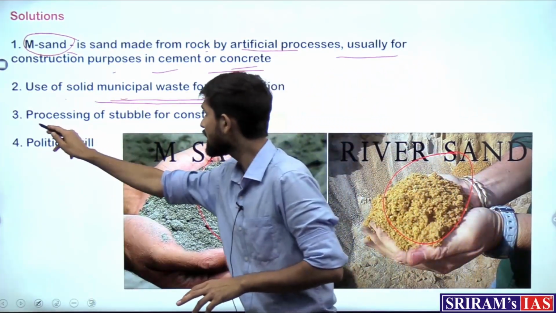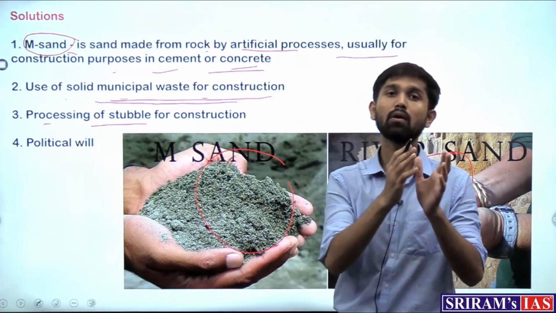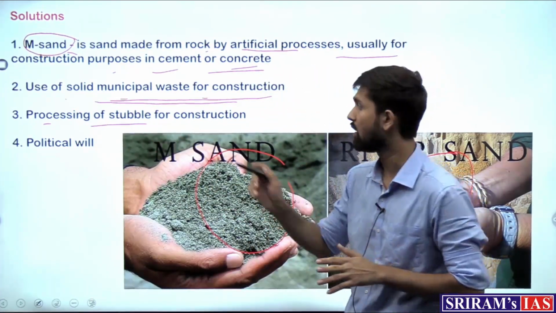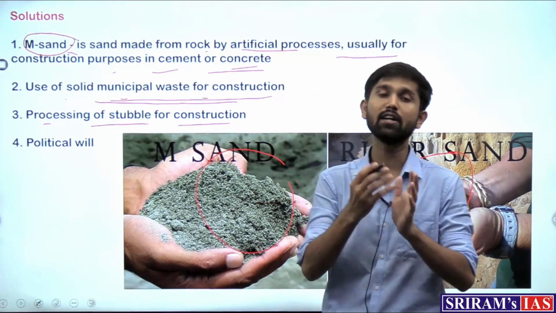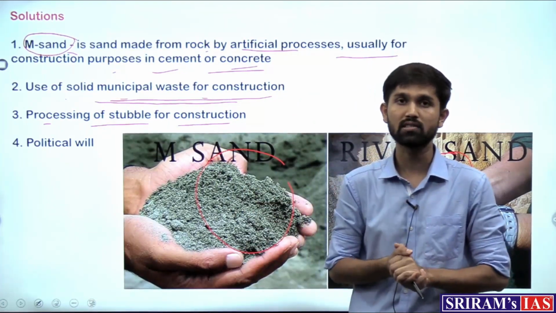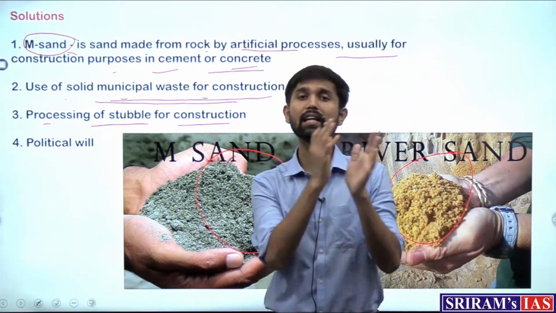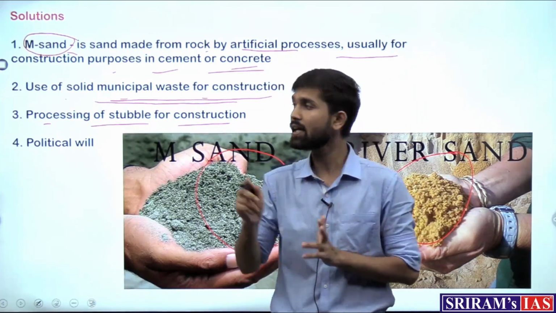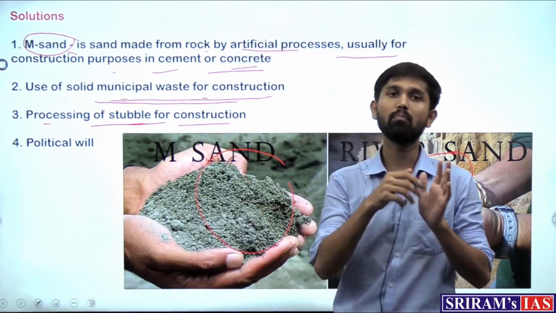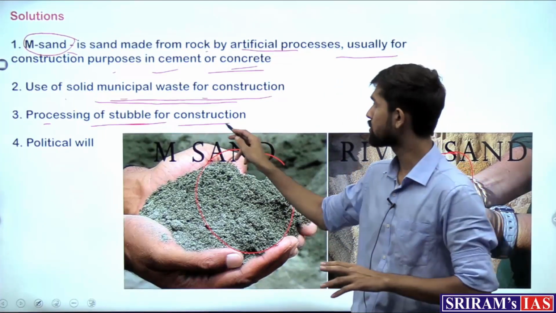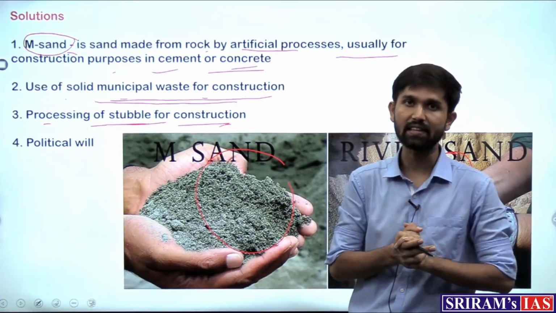And third is even the problem of stubble burning, which we see in North India. This stubble can also be converted into material that can be used for construction. This has a dual use. It can also solve the problem of stubble burning, and it can also make use of the stubble for the substitution of sand in the construction.